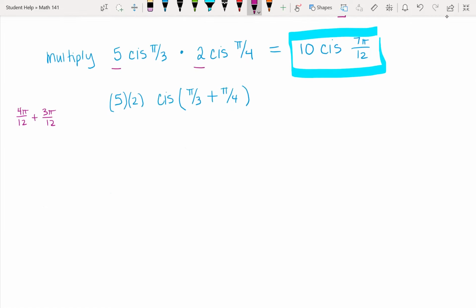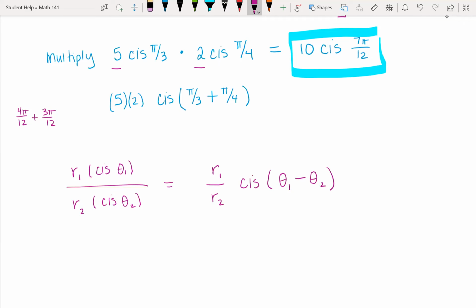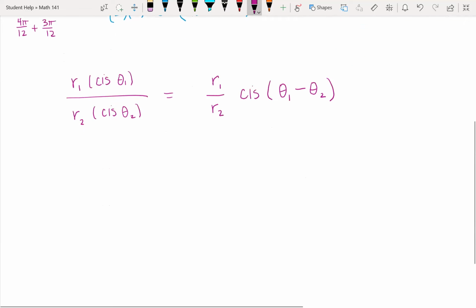Division is really similar. If I want to take a number and divide it by another, I take, oops, that should be a 2. I take the two absolute values and I divide them. And I take the two angles and I subtract them. So let's do an example like that.